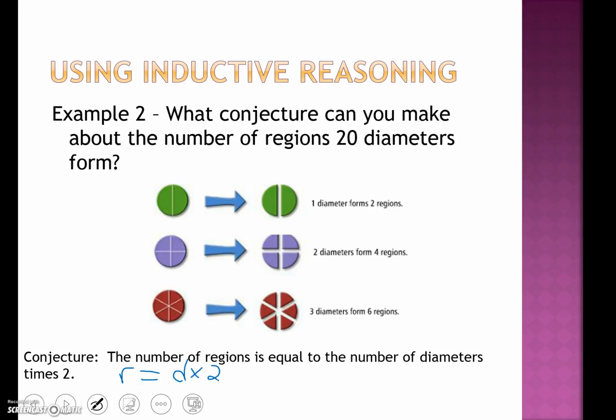And by making this specific conjecture, I can now tell what the 20 diameters would form without drawing all of them in. In this case, I would be doing 20 times 2, and there would be 40 regions in there. I don't know if I could ever draw a circle that's really small like these and get 40 regions within there. Maybe you can. I don't know. All right, moving on.